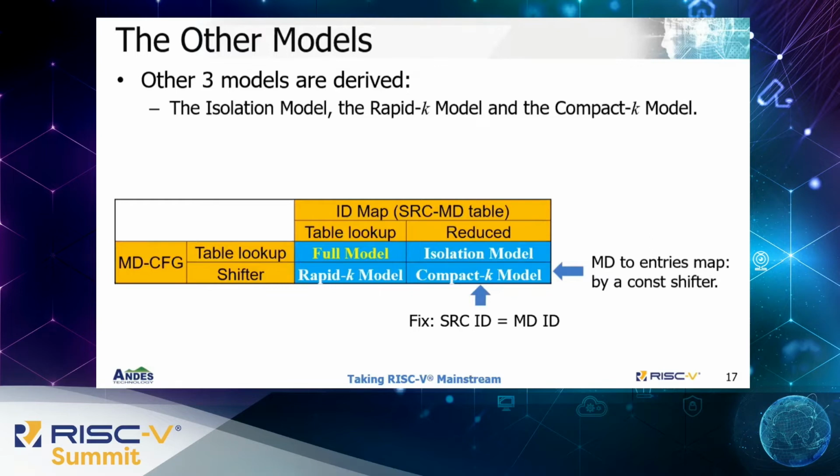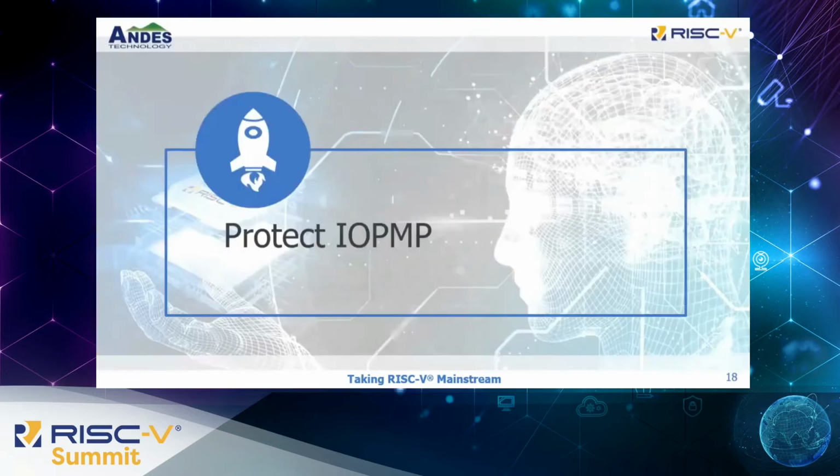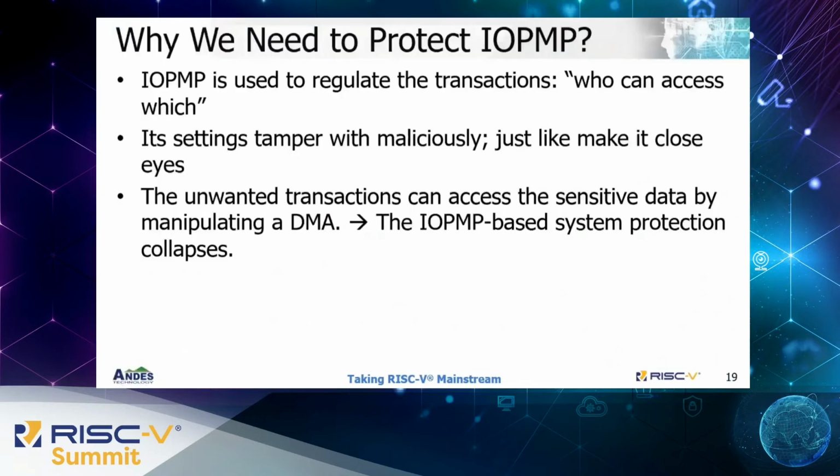We may reduce the SRC-MD table by letting the memory domain ID equal the source ID, or we may replace the mdmsk table by a constant shifter. By this combination, we have the four models. Besides, we have a standard flow to help software identify which model is in use. Now we have reviewed the major components of IOPMP. Let's look into how to protect them.